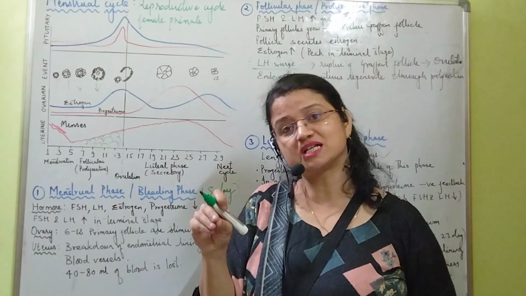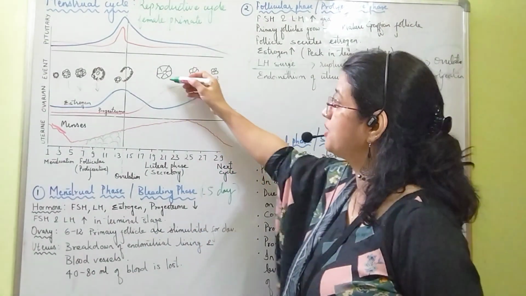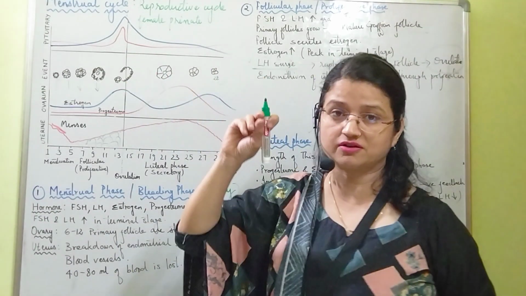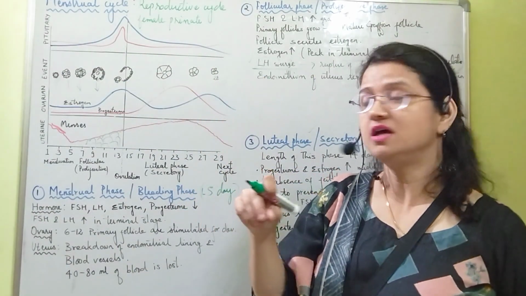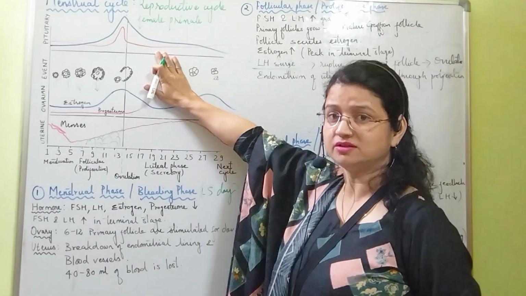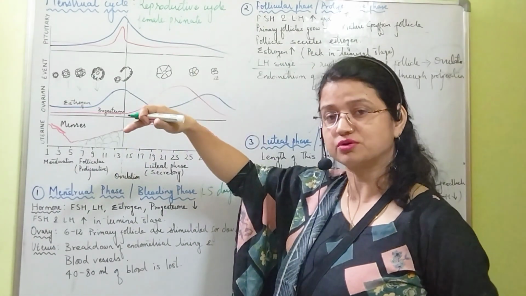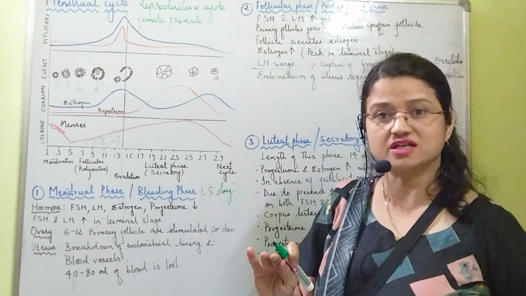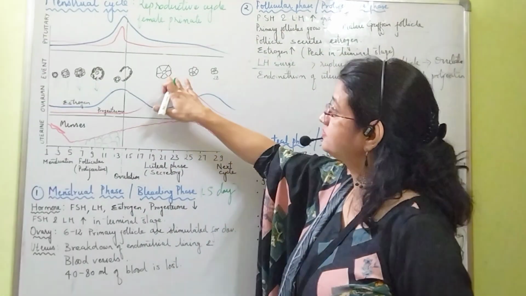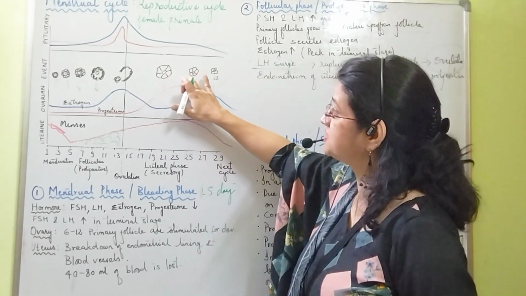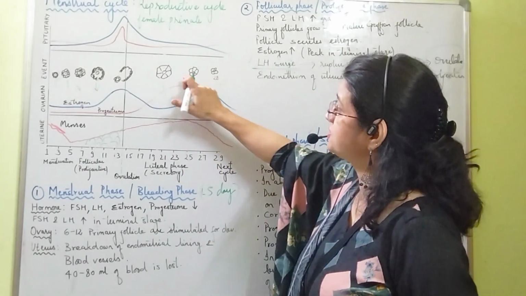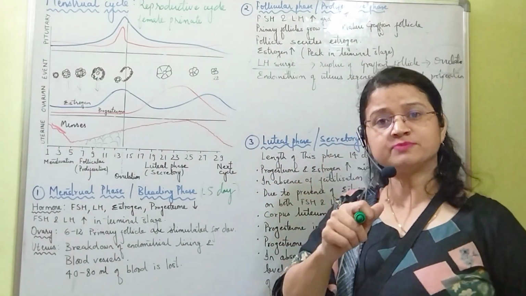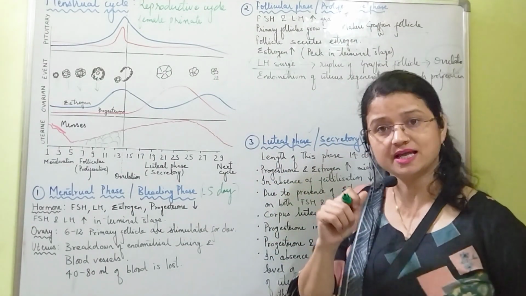Corpus luteum is itself endocrine, so it will secrete progesterone and estrogen. If the fertilization of the secondary oocyte takes place, it will be maintained for the 9th month. It will produce the hormone progesterone, and the pregnancy will be maintained. But if there is no fertilization, it will start degenerating, and it will result in the formation of a white body that is known as corpus albicans.